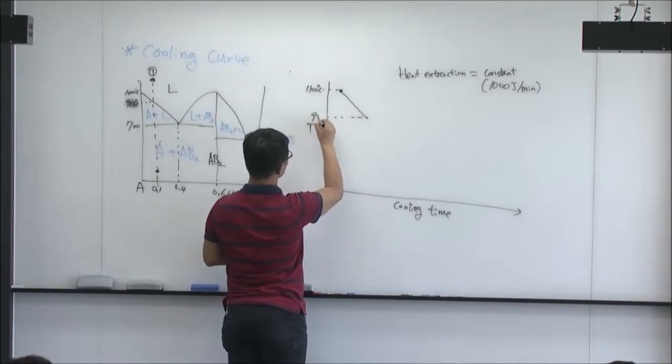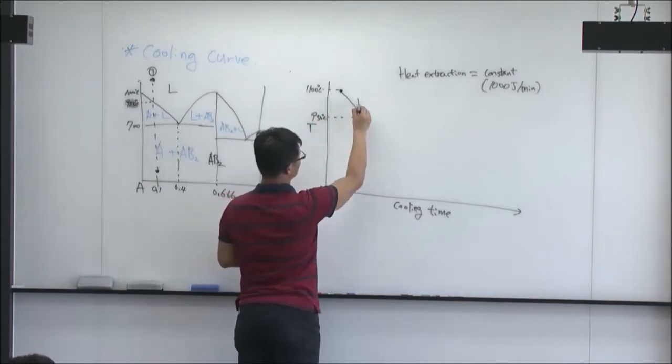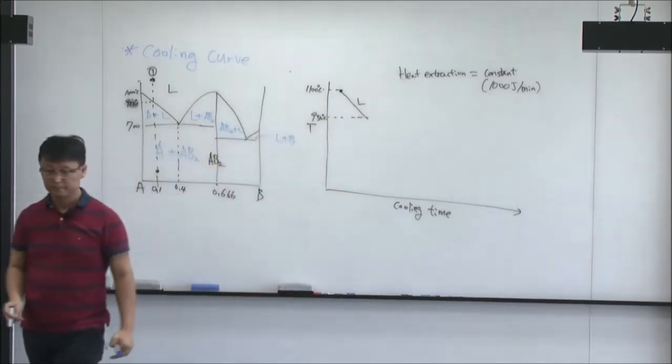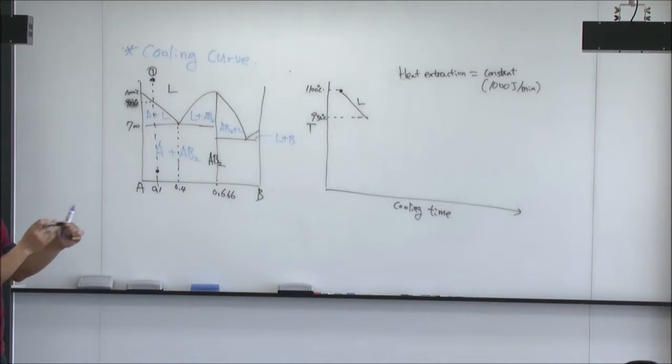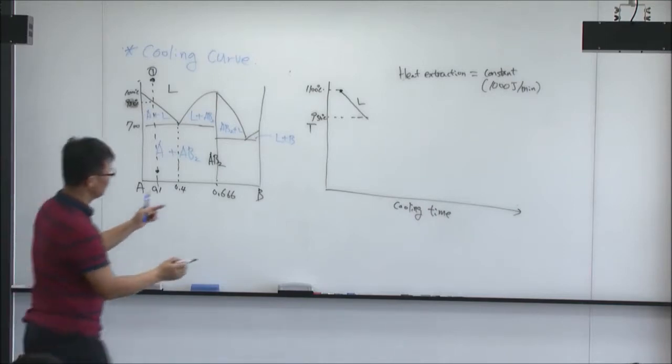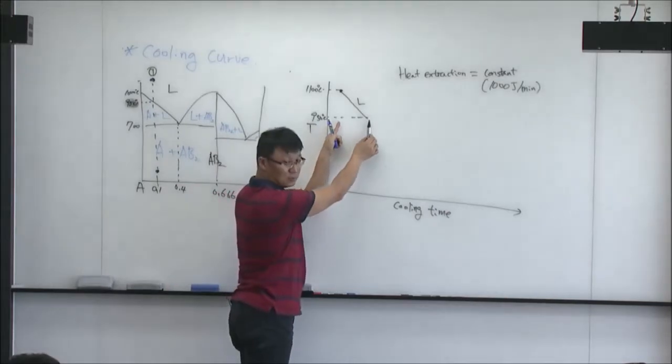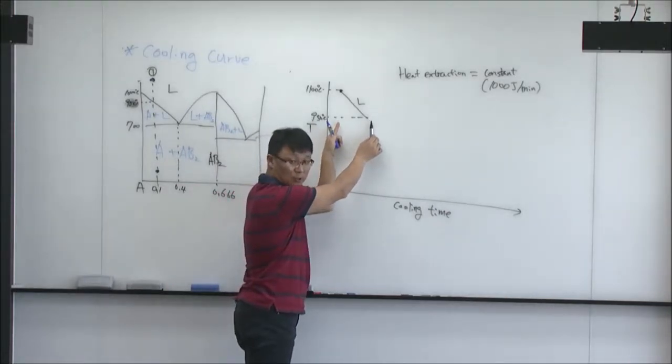And this is only the liquid state. If you know the heat capacity of the liquid phase, you know how fast the temperature can be cooled down. We know how much heat we are taking out every minute, so we can even calculate this slope. This slope is kind of the CP.